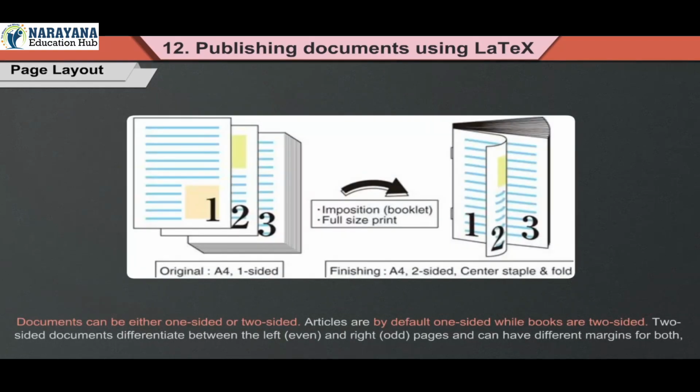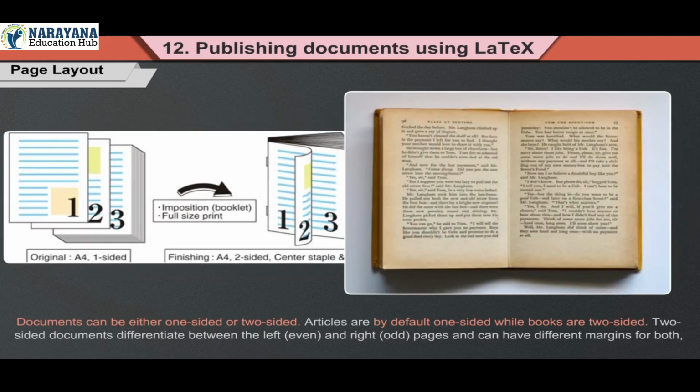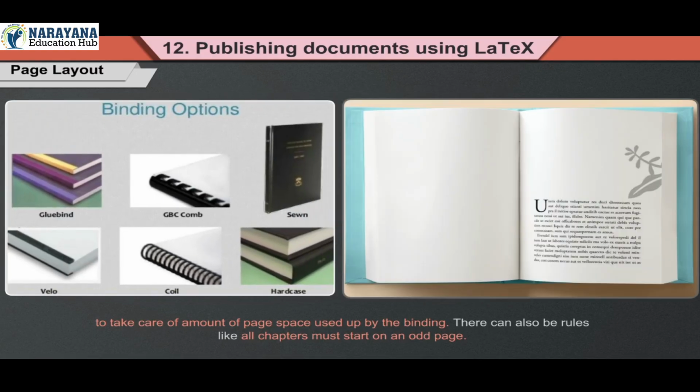Documents can be either one-sided or two-sided. Articles are by default one-sided, while books are two-sided. Two-sided documents differentiate between the left, even, and right, odd pages and can have different margins for both to take care of the amount of page space used up by the binding. There can also be rules like all chapters must start on an odd page.